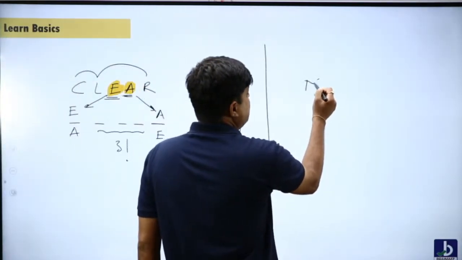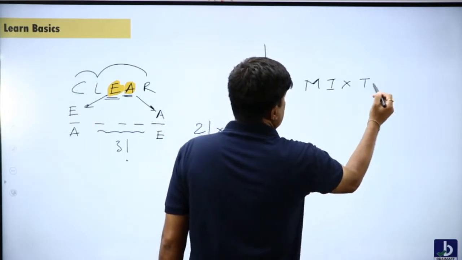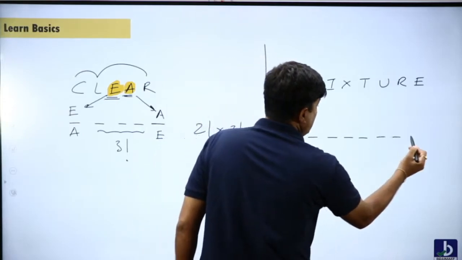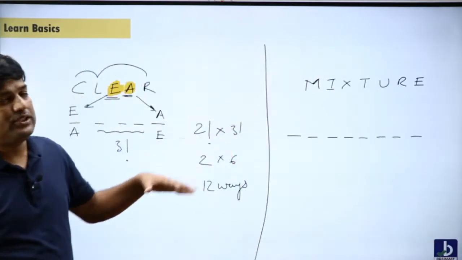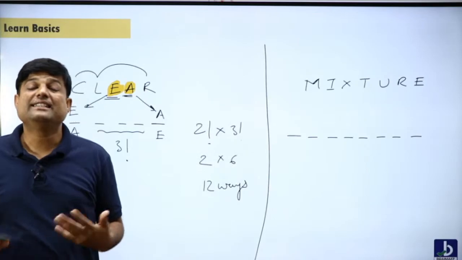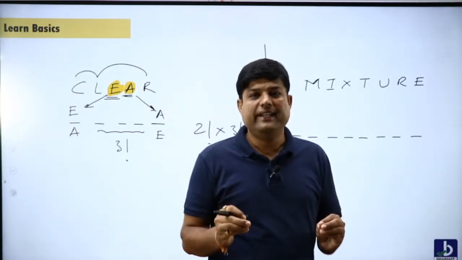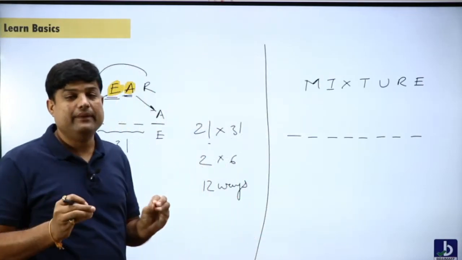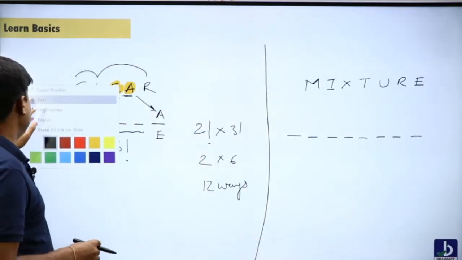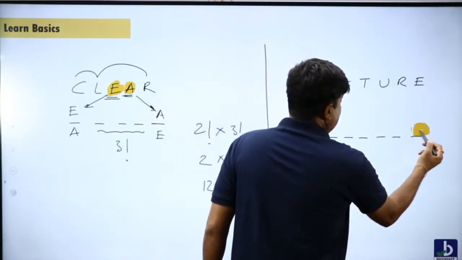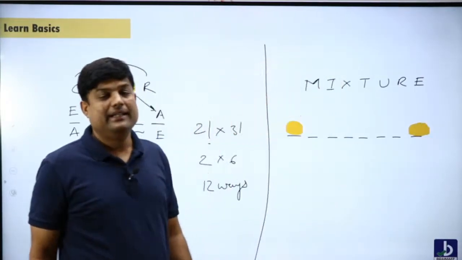Okay, one word is given to you, MIXTURE. Suppose I ask you how many ways I can arrange the letters of the word MIXTURE, such that always the word should start with a vowel and end with a vowel. Starting with a vowel, here only a vowel should sit, and here also a vowel should be there. Are you understanding, everybody?